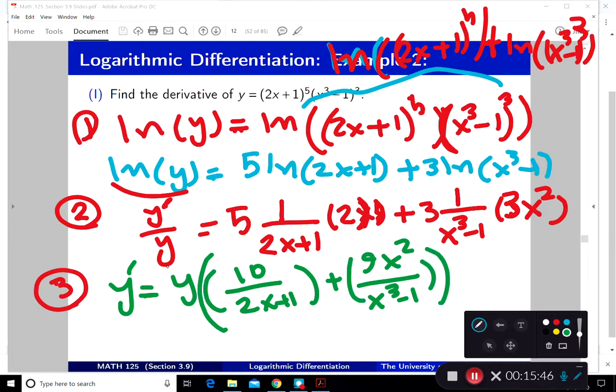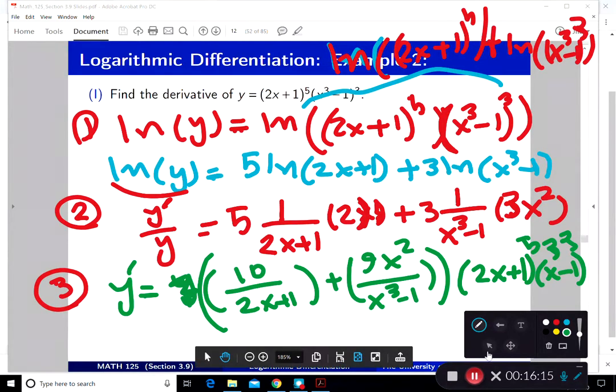And then if I want to replace y with what it was to begin with, let's get rid of the y over here and replace it with the function that it was. And I get the answer. So that's the function. And that's how we solve a derivative of a product using logarithmic differentiation.